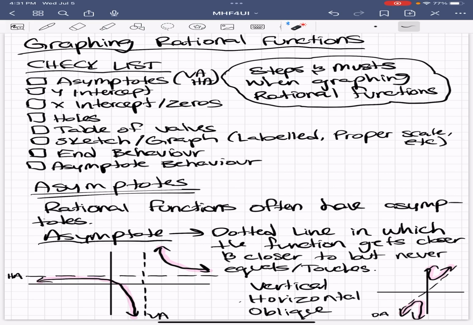So first things first, asymptotes. Rational functions often have asymptotes. An asymptote is a dotted line which the function gets closer and closer to but never touches or equals. Never equals the asymptote. We have vertical asymptotes, that's this one right here. We have horizontal asymptotes, that one's right there. And oblique asymptotes, which are slanted, and you find that by using long division with the numerator and denominator and all that jazz.